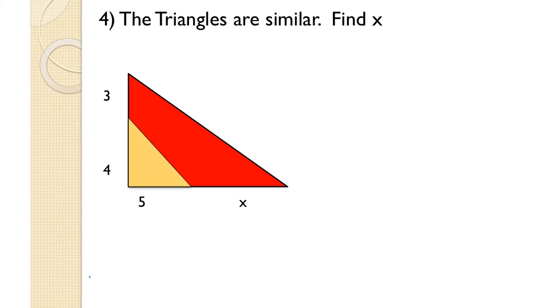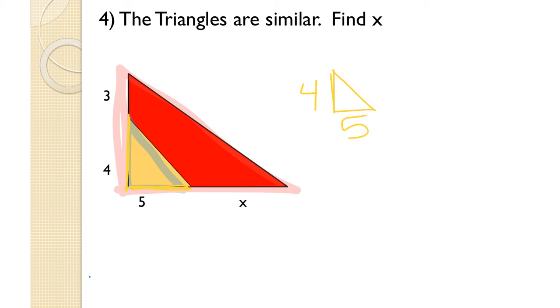Alright, the rectangles are similar, find x. Once again, we have a shape that has one shape inside of another shape. So that's our small one, here's our large one. So let's take them apart. We have our smaller triangle, which has a side of 4 and a base of 5.